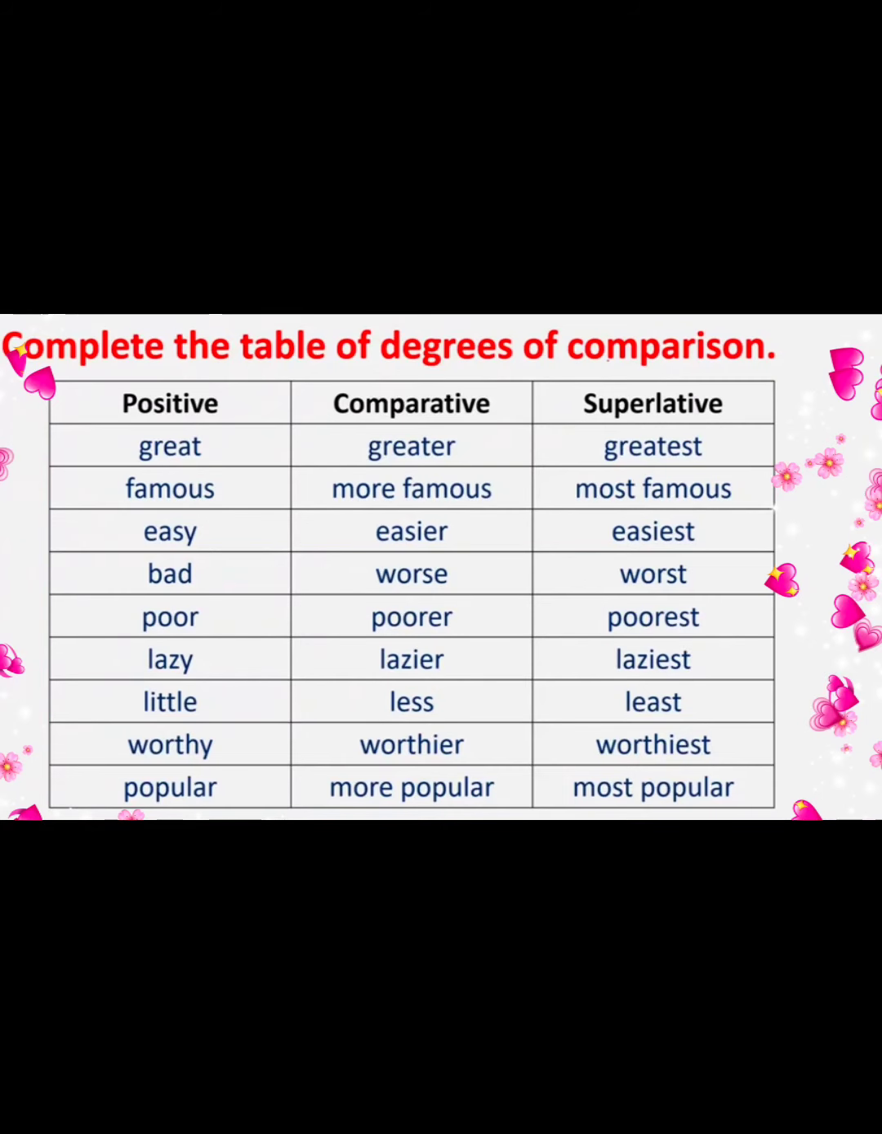Next we have to show the degrees of comparison, that is positive, comparative and superlative. For the comparative, we have to add er. For the superlative, we have to add est. So according to that, I have made the table for you. For some words where we cannot put er and est, we can put more and most: more for comparative, most for superlative. Hope you understood up till here.